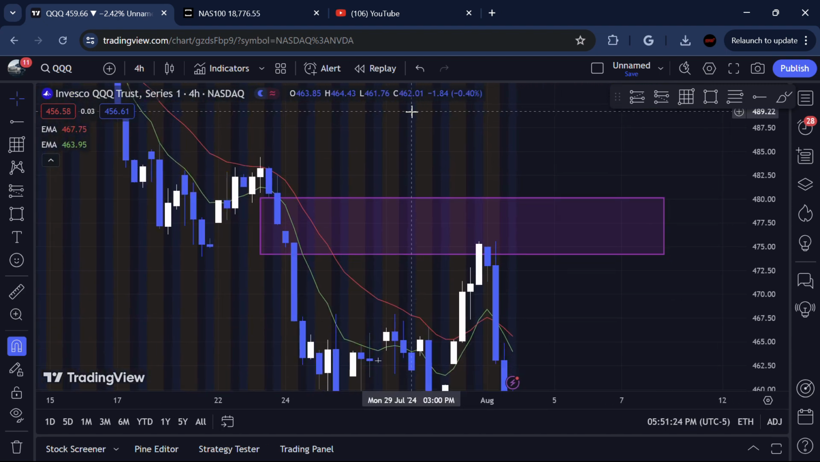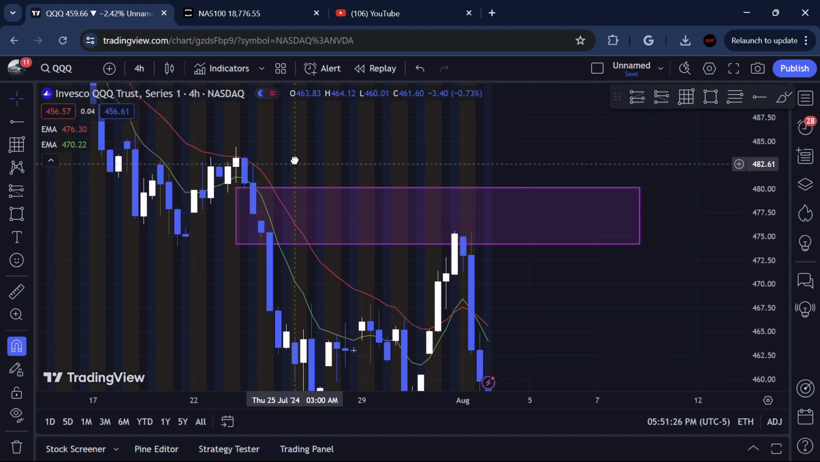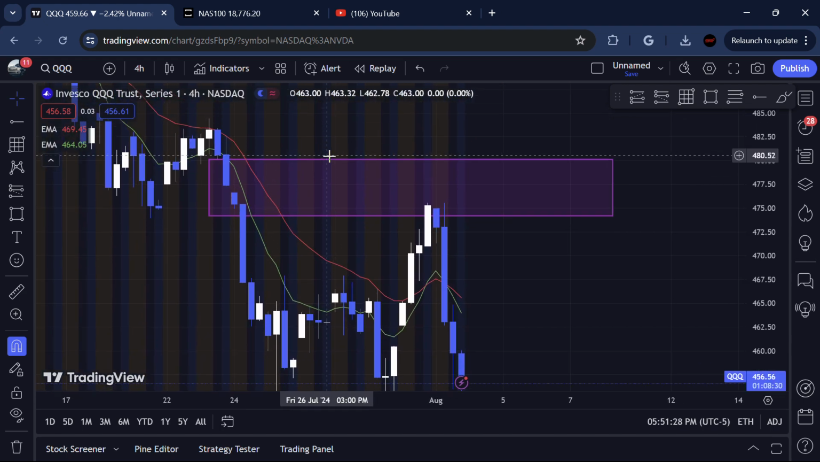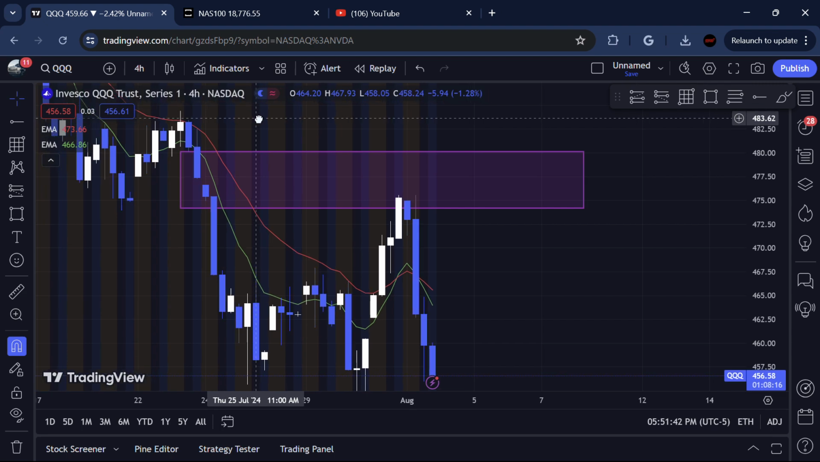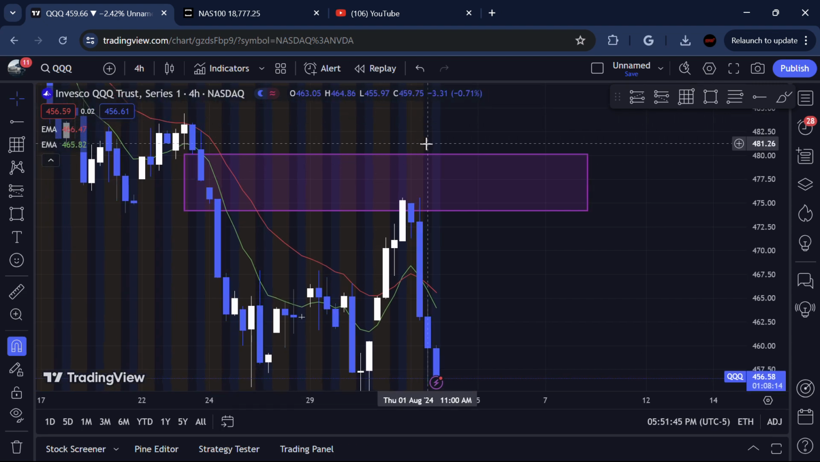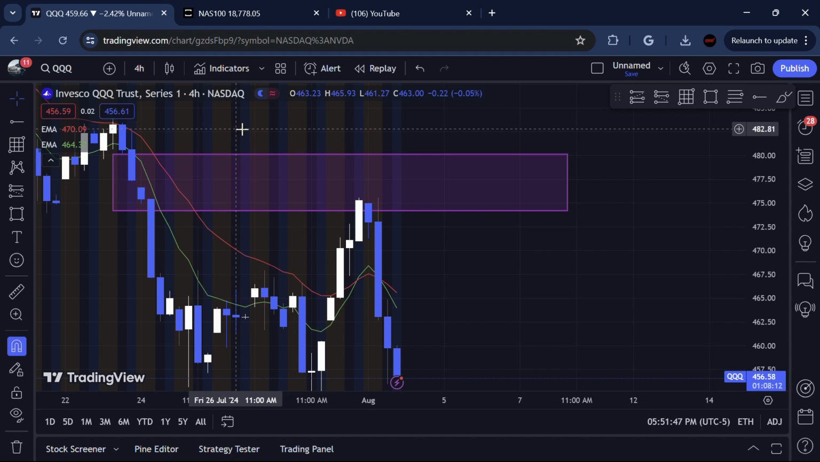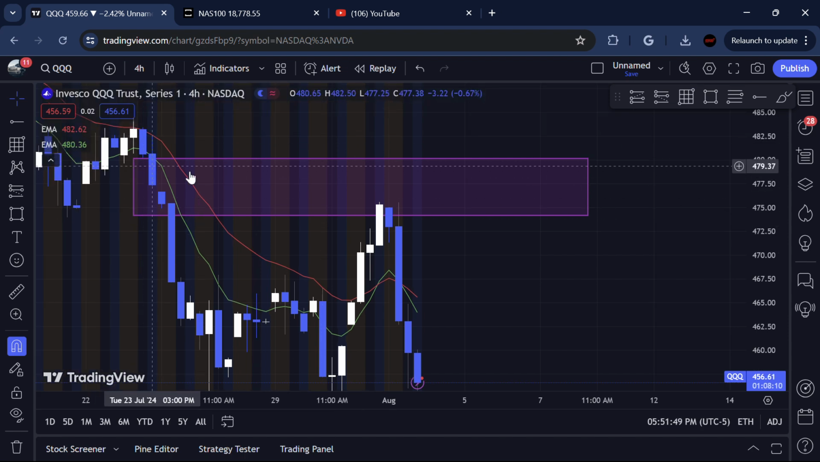All right, so moving on. On a lower time frame, you're able to see that the 21 EMA, which is the red line, is above the 9, which is the green line right here. So it indicates that we're in a complete downtrend. So moving on, we're still in that gap right here.